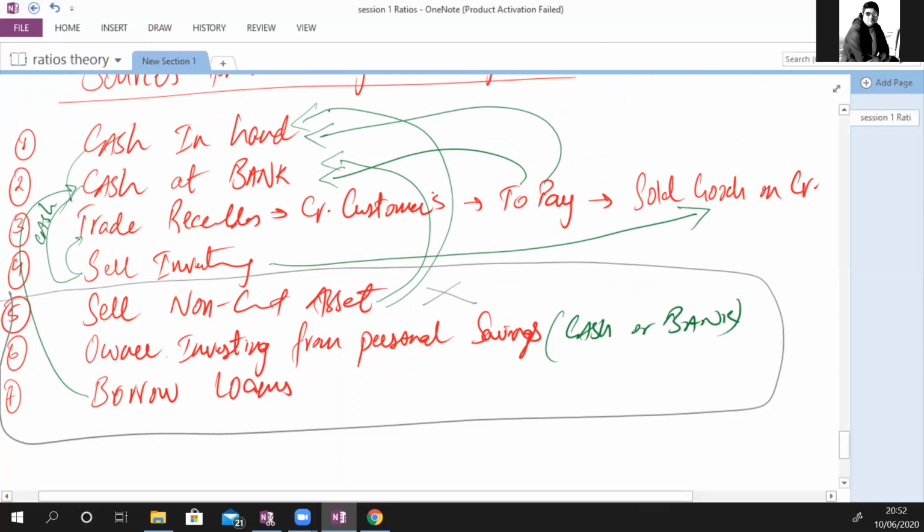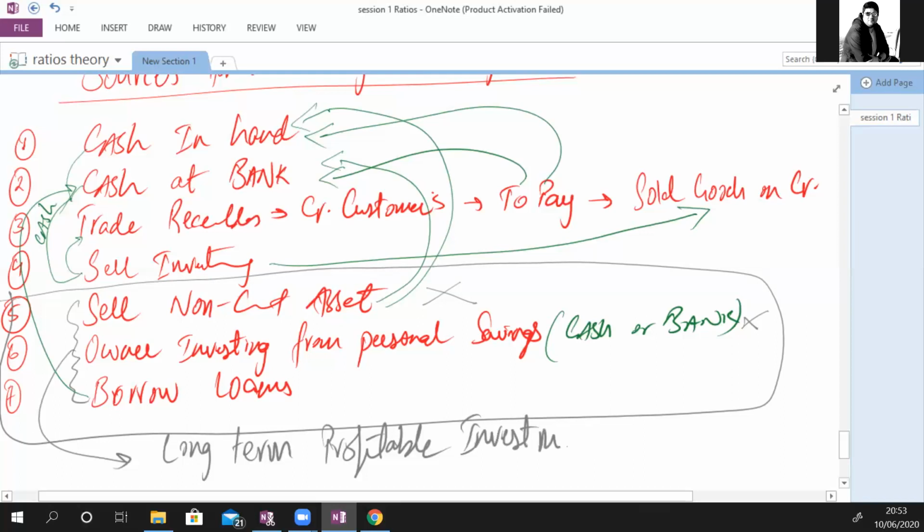Owner should invest from personal savings for investments into profitable projects, not for repayment to suppliers. सप्लायर्स को पैसे देने के लिए भाई, the business should be generating enough by itself to pay its suppliers. It's not the owner who should be putting money in the business. Borrowing loans, again, these three things, they should have one objective: you should raise money from these three pointers just for the purpose of long-term profitable investments. Okay?